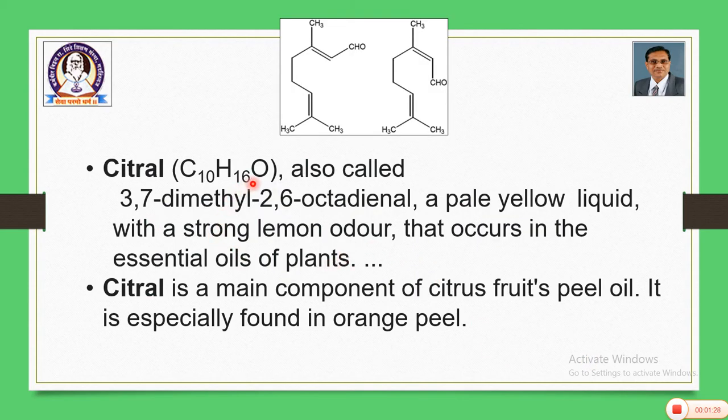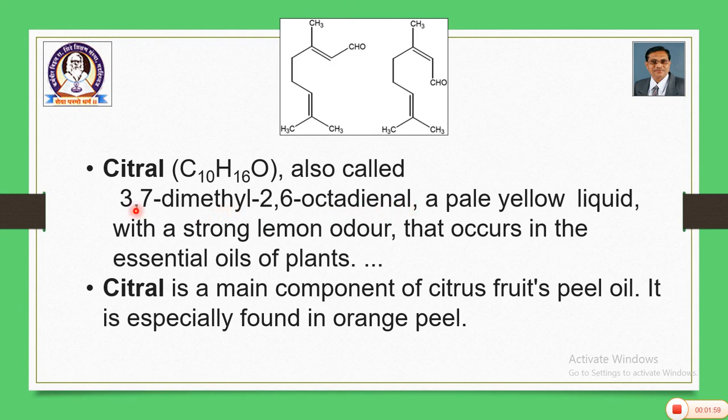Citral C10H16O is also chemically 3,7-dimethyl-2,6-octadienal, that is a pale yellow liquid with a strong lemon odor that occurs in the essential oil of plants. We will see the nomenclature in the next slide, of course. So, here also there are two possible isomers. Actually, it is an aldehyde, therefore, 'al' is there.